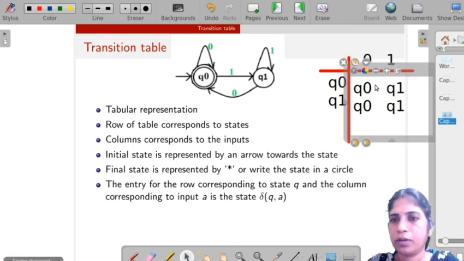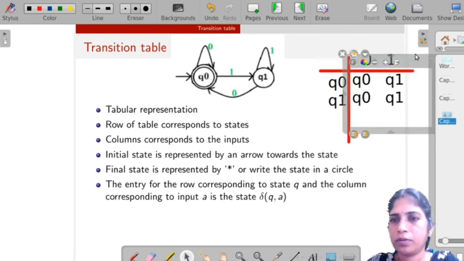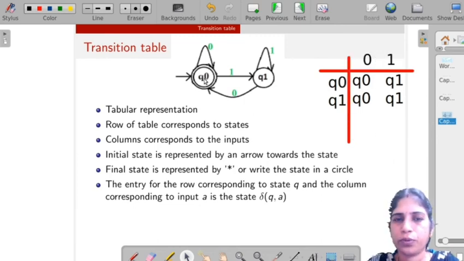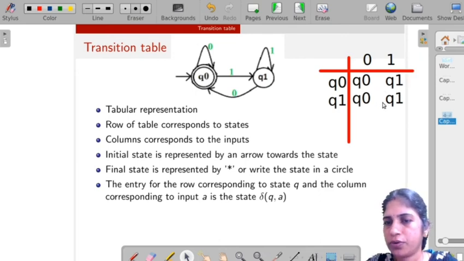So in the table, q0 comma 0 gives q0 itself, q0 comma 1 gives q1, q1 comma 0 gives q0, q1 comma 1 gives q1. Each entry corresponds to the state q and input symbol a. This entry is equal to delta of q0 comma 0, this entry is delta of q0 comma 1, this entry is delta of q1 comma 0, and this entry is delta of q1 comma 1.